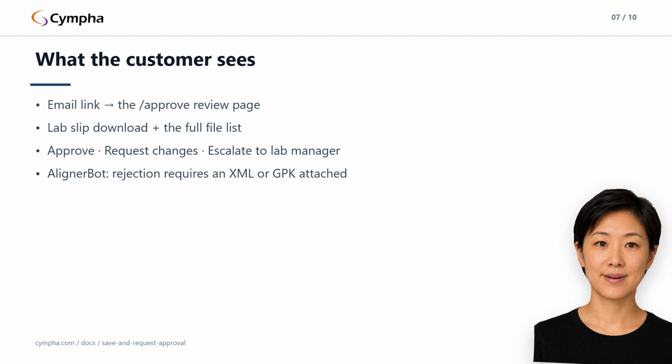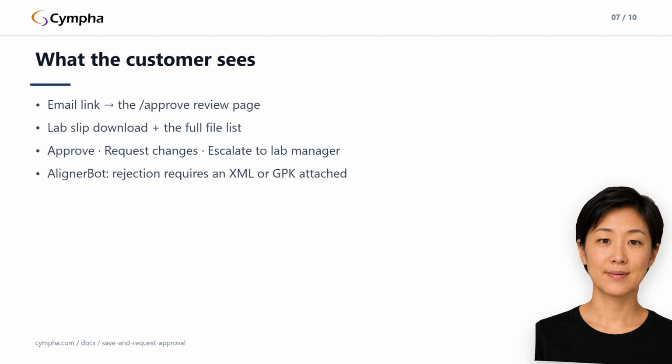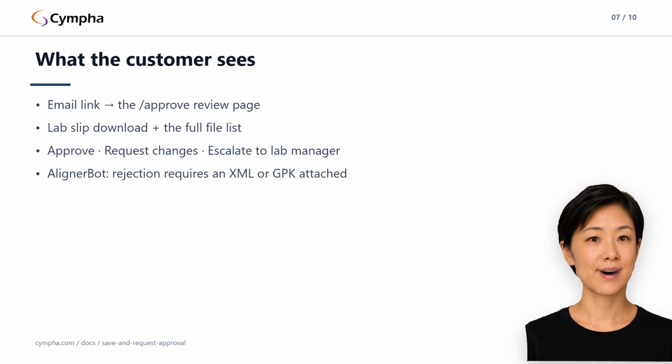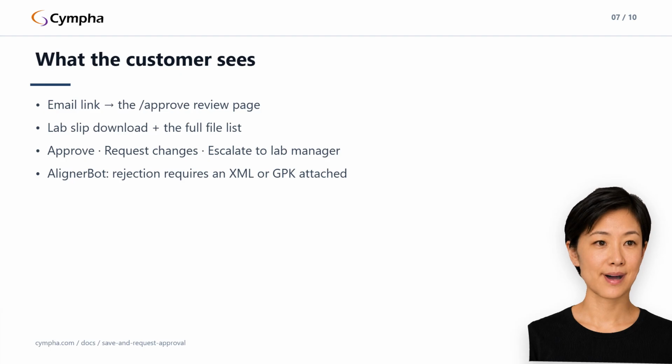On the other side, the customer gets an email linking to a dedicated review page for the case. At the top, the patient's name with the awaiting approval badge and the step label: plan, appliance, or design. Then a download link for the lab slip, and a file section listing every file on the case, with view links back to the full file panel. And then the decision panel, a one-paragraph reminder to review the files and the lab slip, followed by 3 buttons: approve, request changes, and escalate to lab manager.